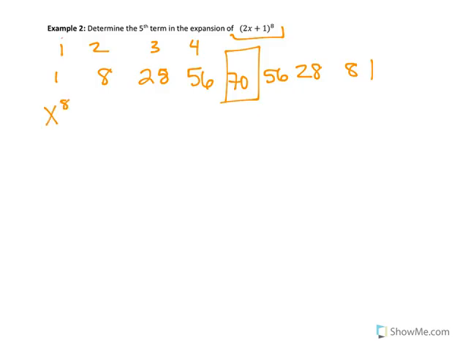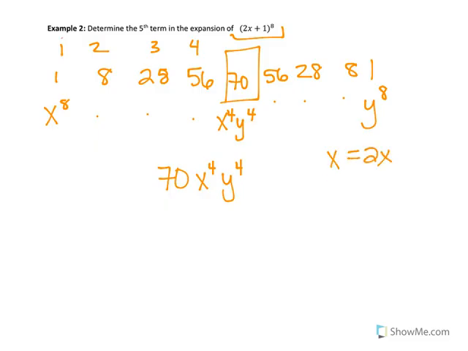I'm going to start counting backwards. So 8, 7, 6, 5. This is x to the power of 4. I'm going to start counting backwards from y. 8, 7, 6, 5. This is also y to the power of 4. So I have 70 x to the power of 4, y to the power of 4. And I know my x value is going to be 2x, and my y value is going to be 1. So I'll just plug that in.